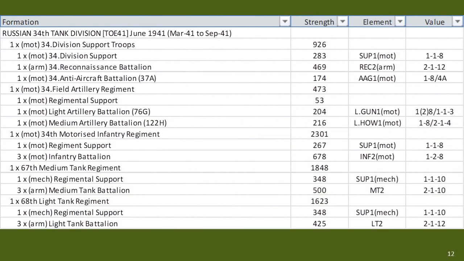This table shows the 34th Tank Division in June 1941. The division consisted of an artillery regiment, motorised infantry regiment, medium tank regiment, and a light tank regiment. At the divisional level, there was a reconnaissance and anti-aircraft battalion. There is some variability in this structure, but not excessive.